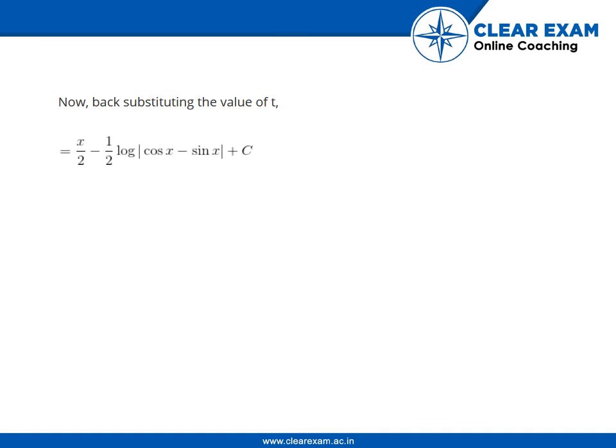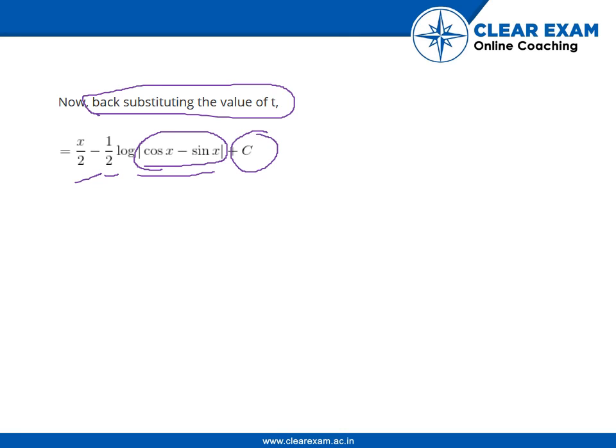In the previous slide, we saw that we get a final answer in terms of t, but we need to remember that we have to back substitute the value of t. That is, we have to write our final answer in terms of the variable that we were given. We were given the function in the variable x, so we need to make the final substitution as x only. So our final answer is x by 2 minus half multiplied by log of cos x minus sin x plus an arbitrary constant C.